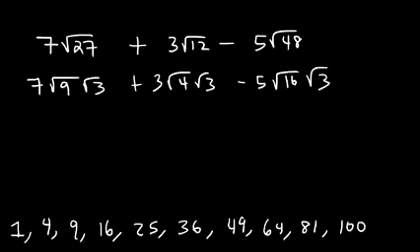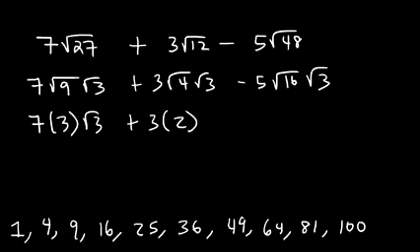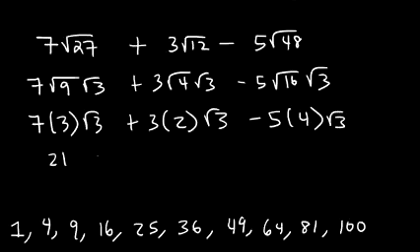So it helps to know your multiplication values. Now the square root of 9 is 3. And the square root of 4 is 2. The square root of 16 is 4. Next, multiply. 7 times 3 is 21. 3 times 2 is 6. 5 times 4 is 20.